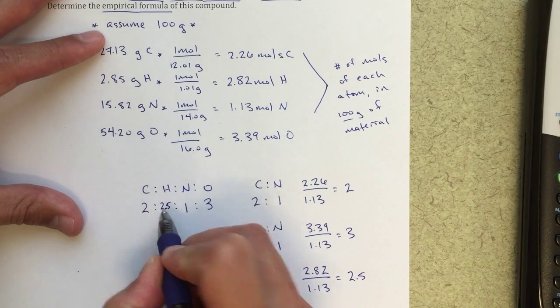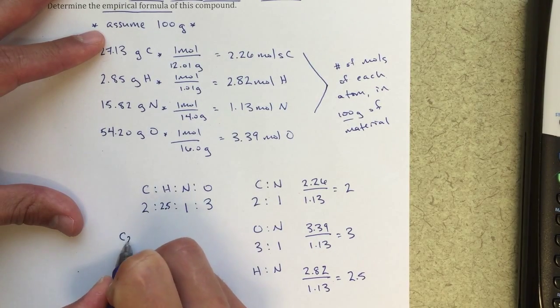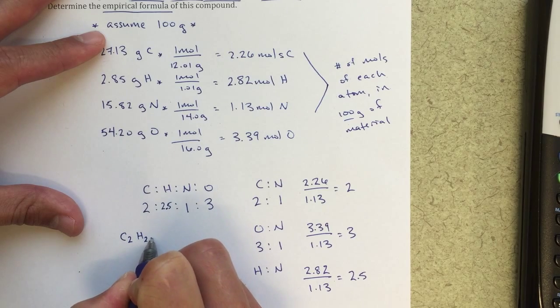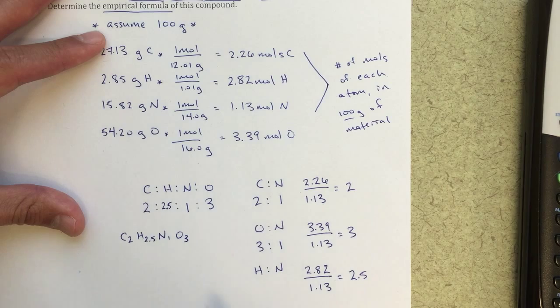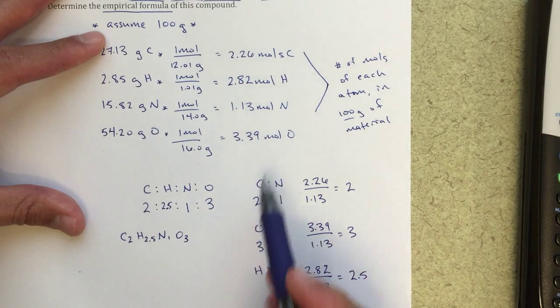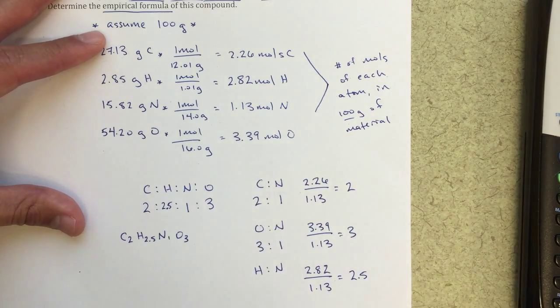Now, if I wanted to write this out, I might write C2H2.5N1O3. This tells me the ratio. For every 2 carbon atoms, we're going to have 2.5 hydrogen atoms, we're going to have 1 nitrogen atom, we're going to have 3 oxygen atoms. That's what all this information tells us. But we can't have 2.5 hydrogen atoms. That's not something we can do.